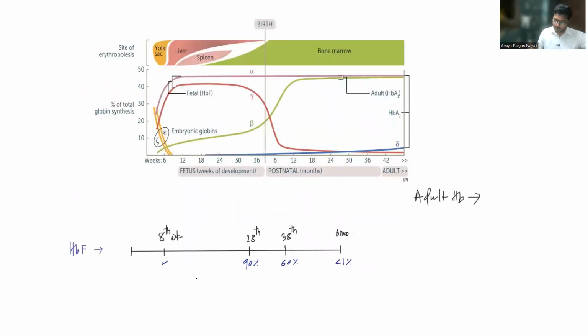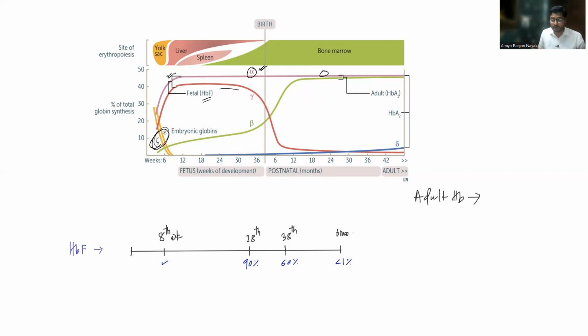getting produced. So as I told, alpha is the predominant form before and after birth. So there is no change. After around 8 weeks, the alpha globin chain is the predominant form of alpha-like chains. As you can see here, zeta and epsilon are just embryonic globins. So after 8 weeks, you are not going to find this change. As you can see here, then the gamma globin will be produced.